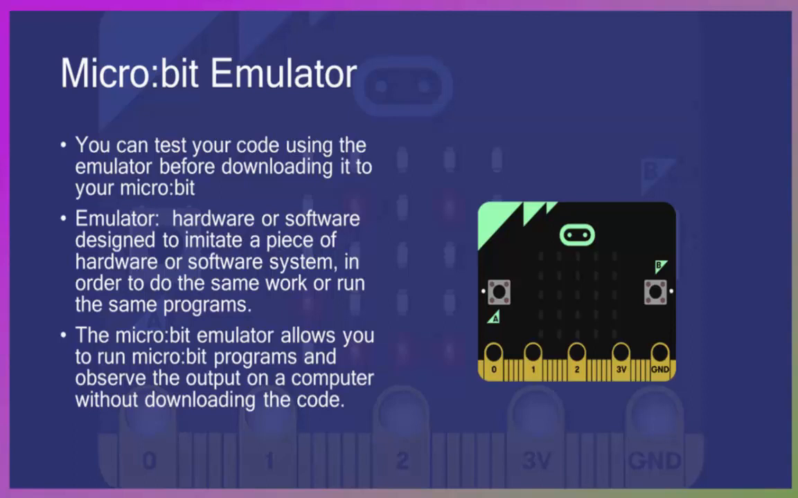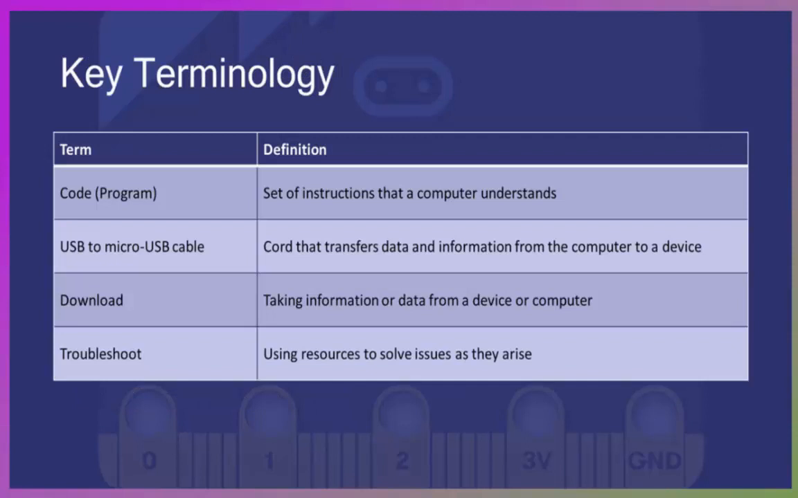Let's take a look at some key terminology that's important while we are using the microbit. First of all, code or program. We've heard this term before, coding. It's a set of instructions that a computer understands. So we will create code to get our microbit to do what we want it to do. USB to micro USB cable. That is the cord that transfers data and information from a computer to a device. In our case, we will connect this to the microbit and the computer, and we will download our code from the computer to the microbit.